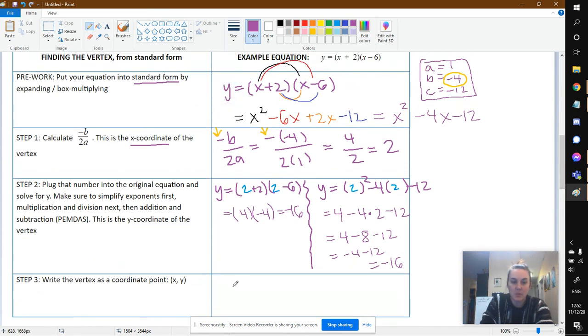And then our final step is to write it as a coordinate point where we have our x-coordinate here and our y-coordinate here.